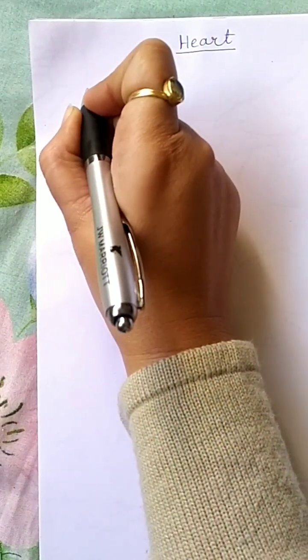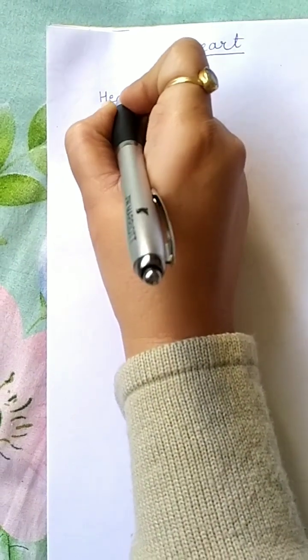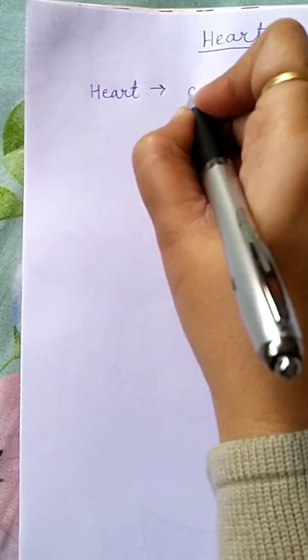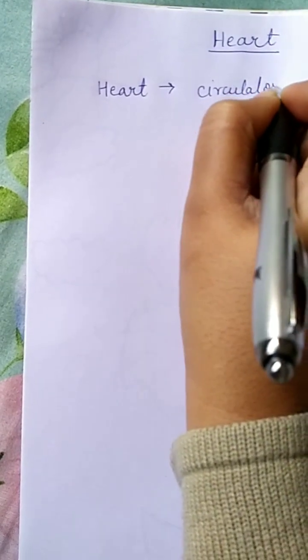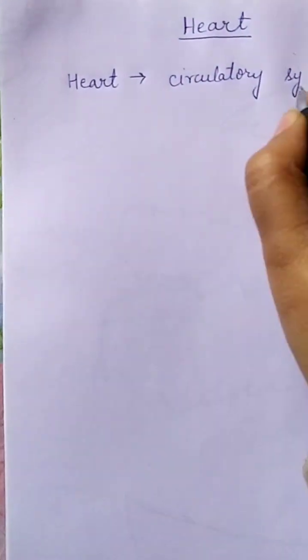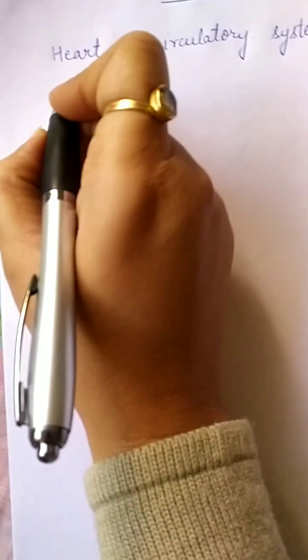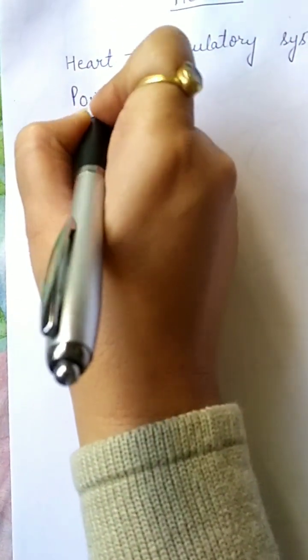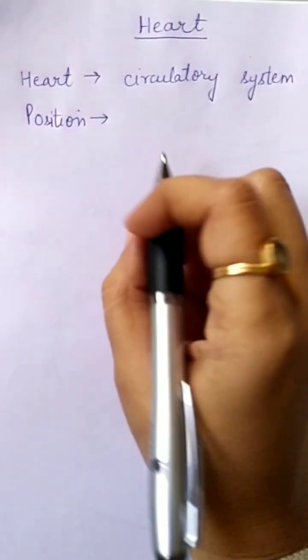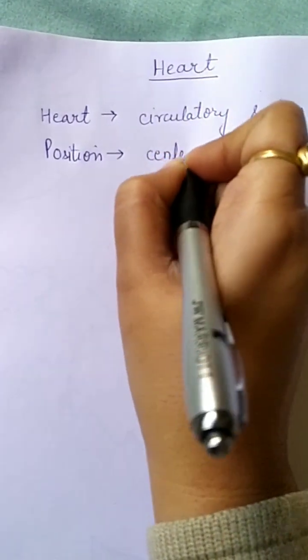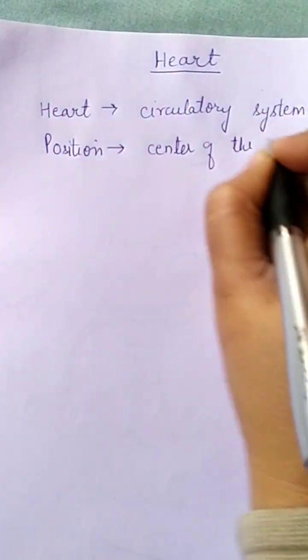So, heart is a part of the circulatory system present in our body. It is present at the center in our chest cavity. So the position of heart, what is the position of heart? Position of heart is it is present in the center of the chest cavity.